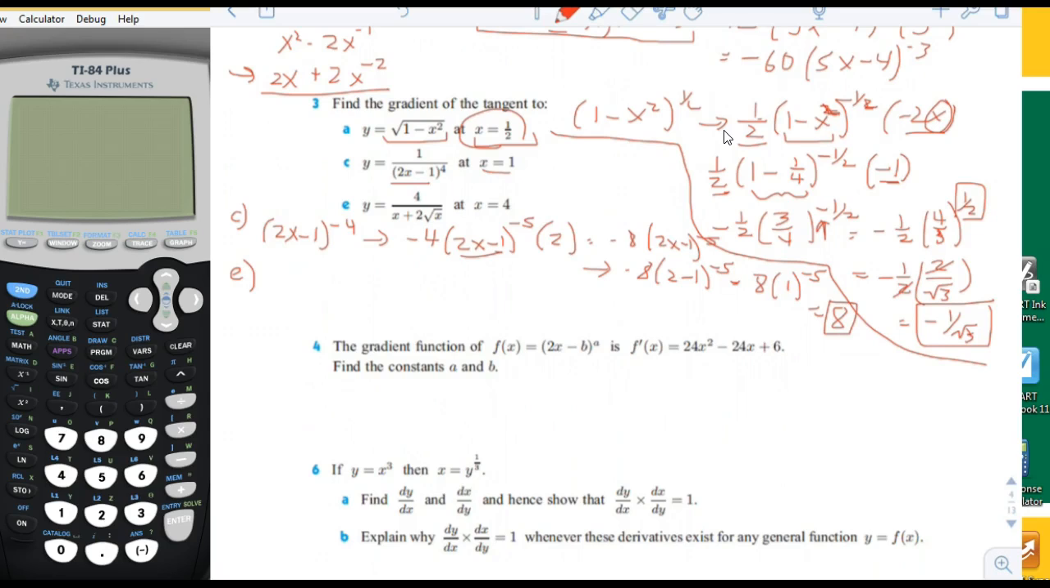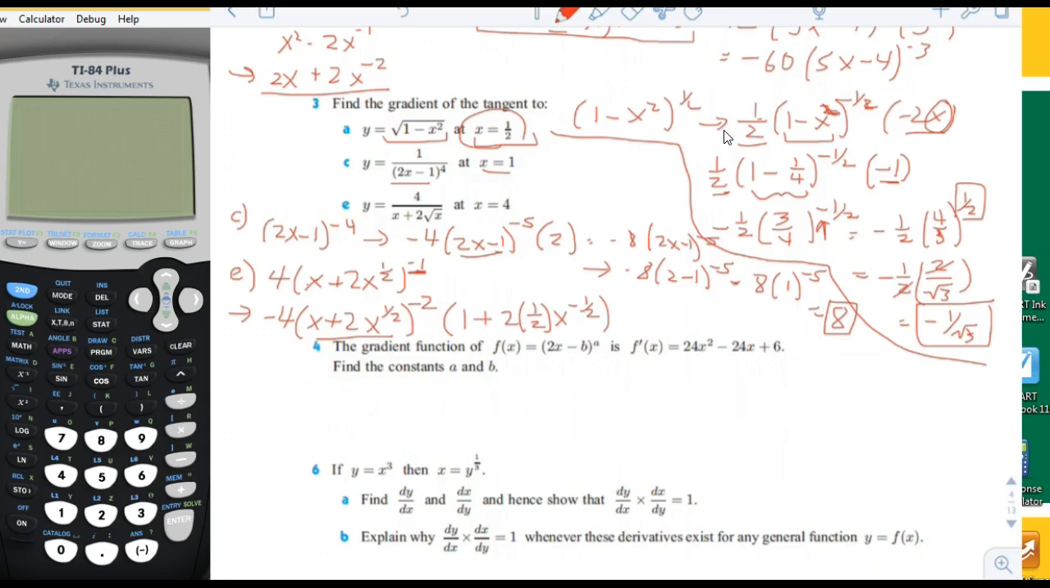For E, I'm going to rewrite it so that it's all in the numerator again. So it's going to be (x plus 2x to the 1/2), because square root is the power 1/2, to the negative 1. And then I'm going to take the derivative. It's going to be 4 times negative 1, which is negative 4, times (x plus 2x to the 1/2). I write the inside exactly like it was, and the exponent, instead of negative 1, is now negative 2, because I subtract 1 from it. And then I take the derivative of the inside: the derivative of x is 1, and the derivative of 2x to the 1/2 is 2 times 1/2 x to the negative 1/2.